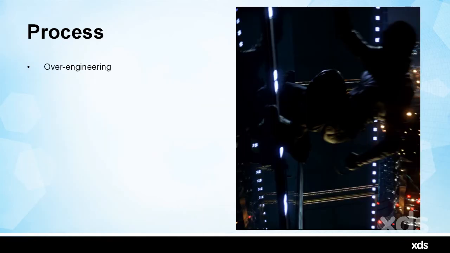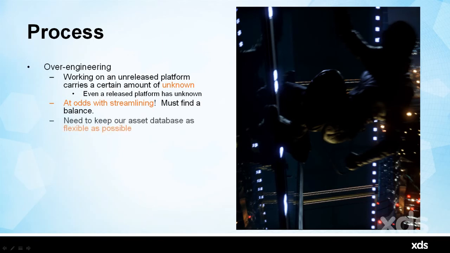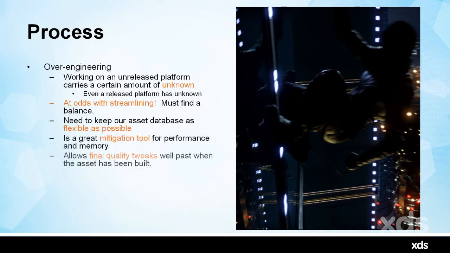Over-engineering is something that I believe in. Working on an unreleased platform carries a certain amount of unknown. For example, this morning news came out that the clock speed went up on the Xbox One by another 1.5 gigahertz. So that's case in point. Over-engineering is important, but this is at odds with streamlining, so you have to find a balance. We need to keep our asset database as flexible as possible. It's a great mitigation tool for performance and memory, and allows final quality tweaks well past when the asset has been built.